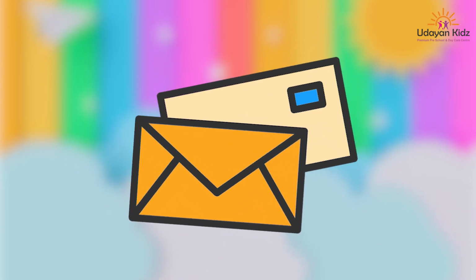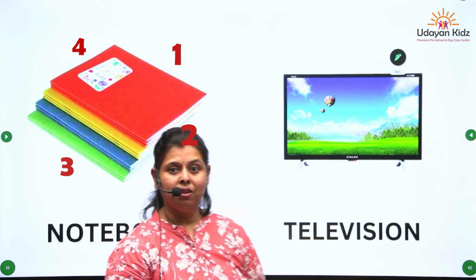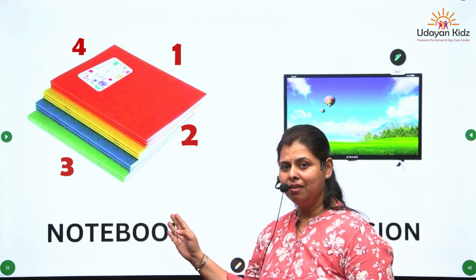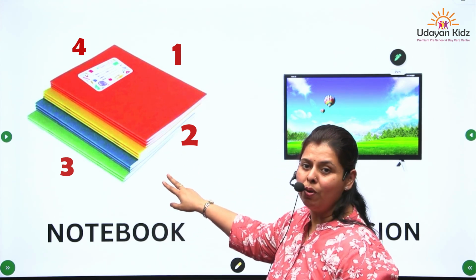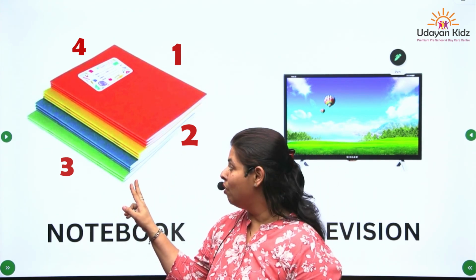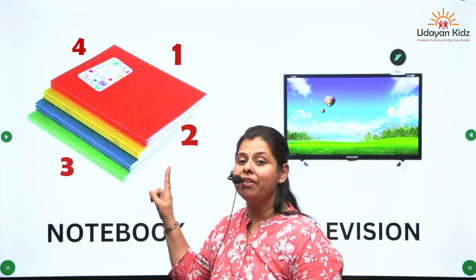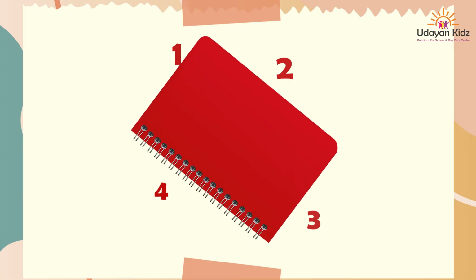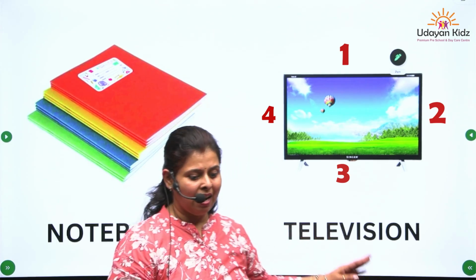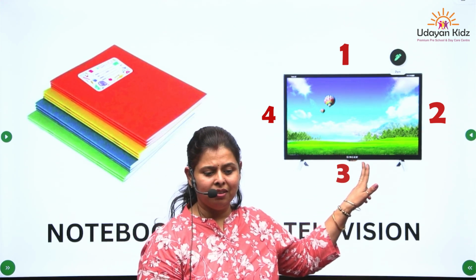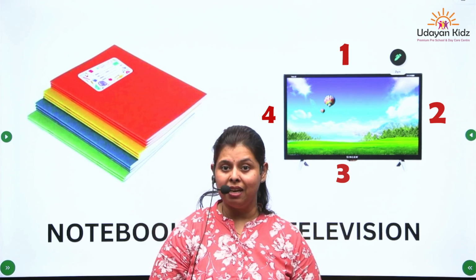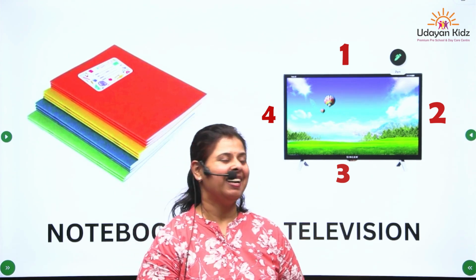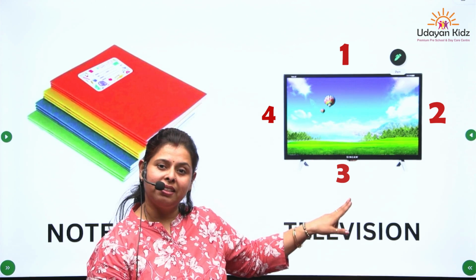I have 4 sides. Children, what is this? You know? Very good. This is a notebook. Okay? Notebook. And notebook shape is rectangle. And what is this, children? This is a television. You watch cartoon on television? Yes. And its shape is rectangle.